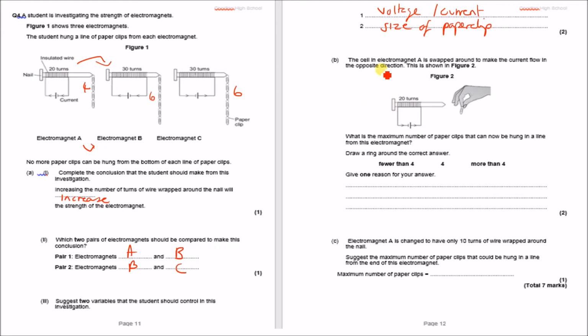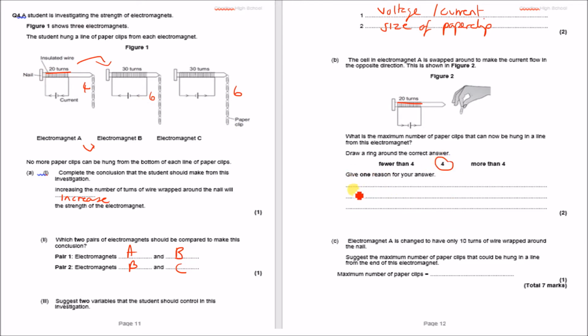Okay, so it says in the next question, the cell in the electromagnet is swapped around to make the current flow in the opposite direction. What is the maximum number of paper clips that can now be hung in a line from this electromagnet? Well, we know that it's got 20 turns, so it should be the same as this. So we're going to say it is 4.